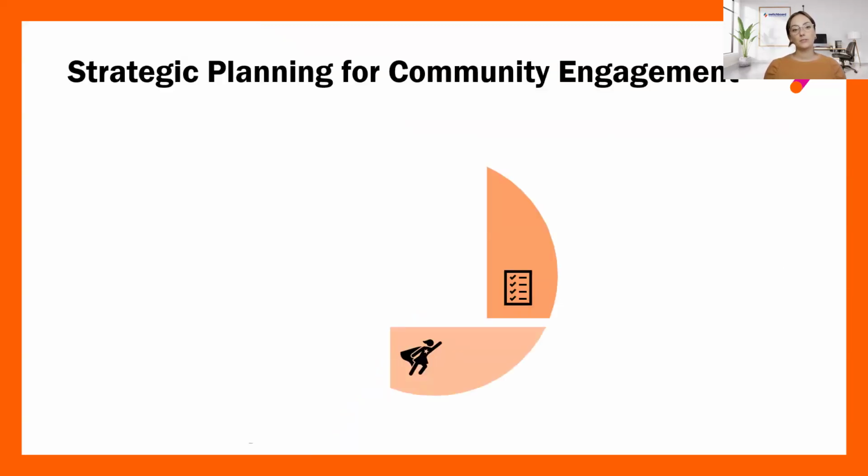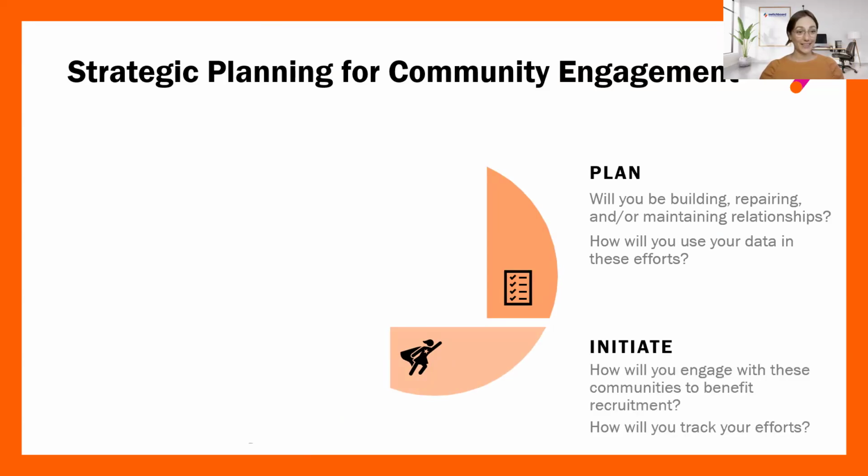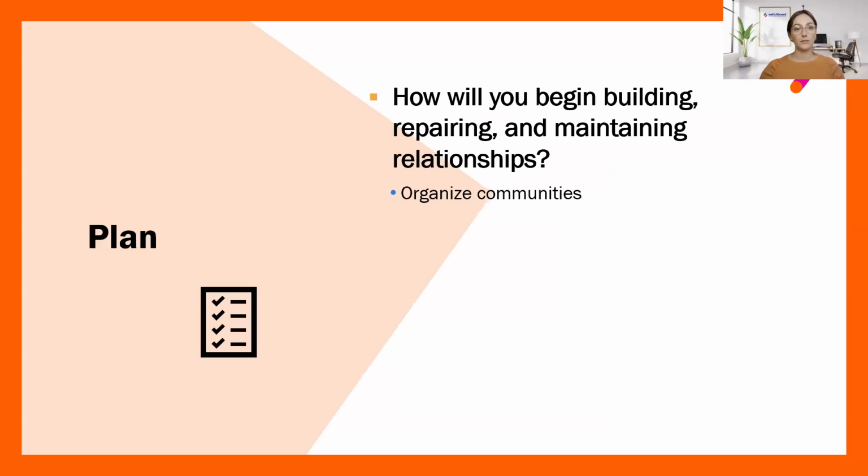So the next components of strategic planning for community engagement include planning and then, of course, initiating that plan. Planning starts by organizing the communities that you have identified. I know for me that this was kind of a doozy to go through and figure out which organizations I am going to be building, repairing, or maintaining relationships with. So on the next slide, you can see that there's a couple of opportunities for how we might go through this.